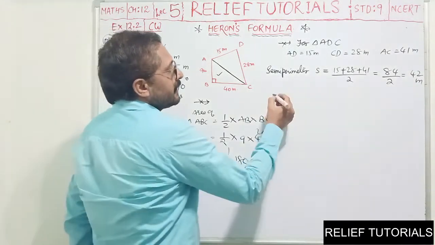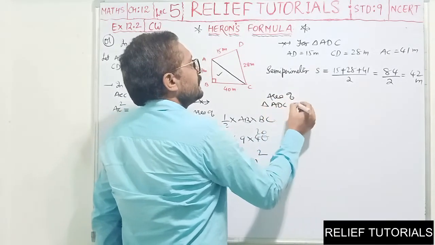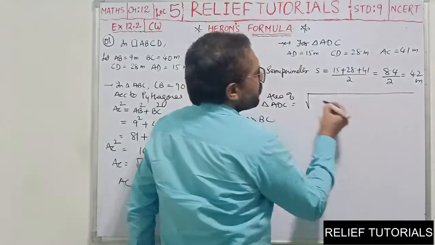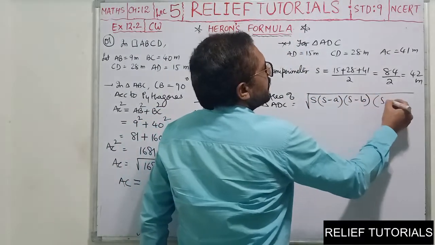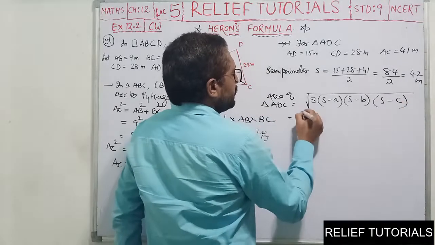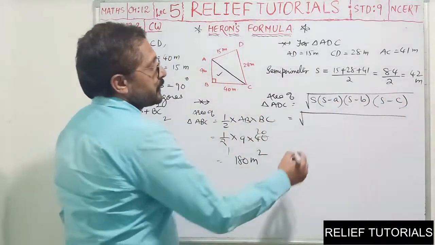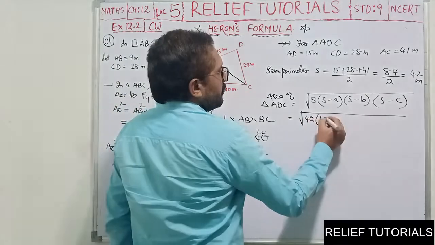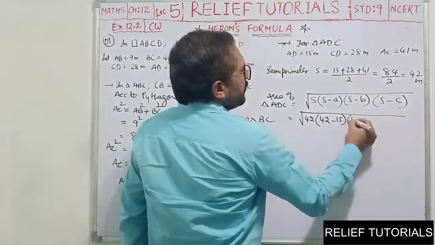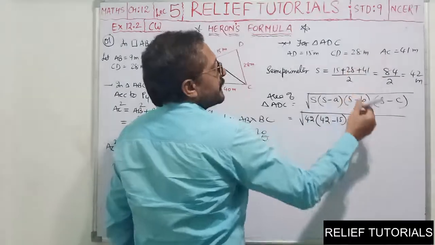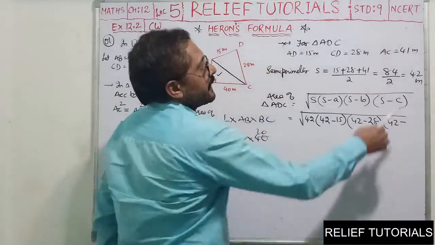Now we'll find the area. So area of triangle ADC is equal to under root, Heron's formula: S into S minus first side, S minus second side, S minus third side. So what is the semi-perimeter? 42. 42 minus the measure of the first side, 15, you consider. 42 minus the second side, that is 28. 42 minus the third side, that is 41.